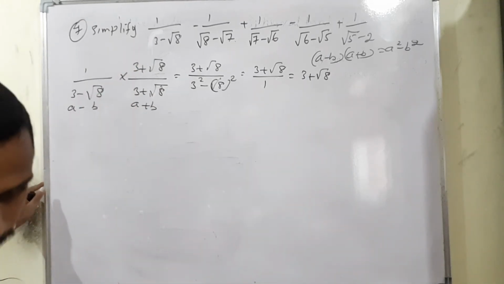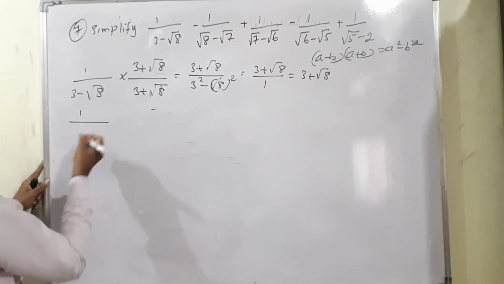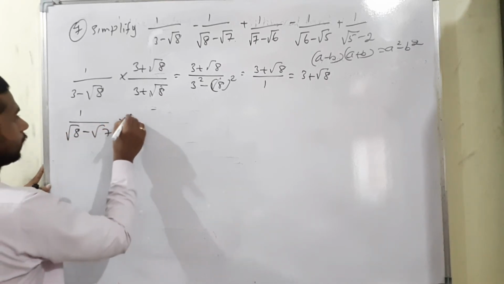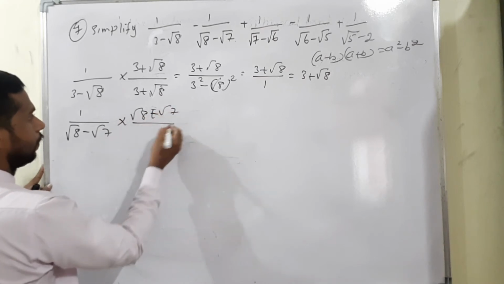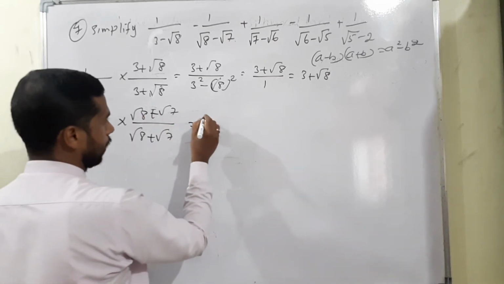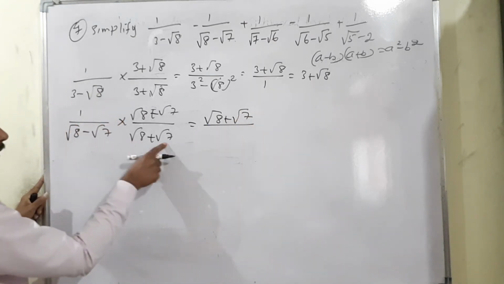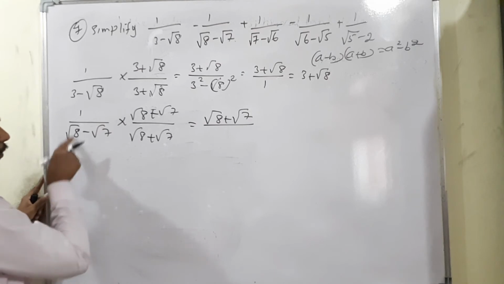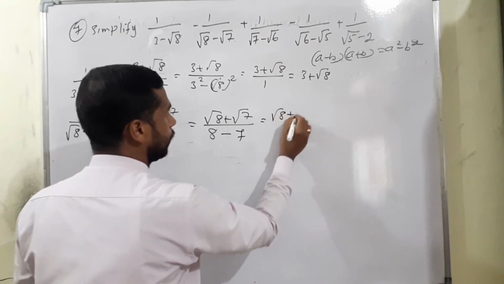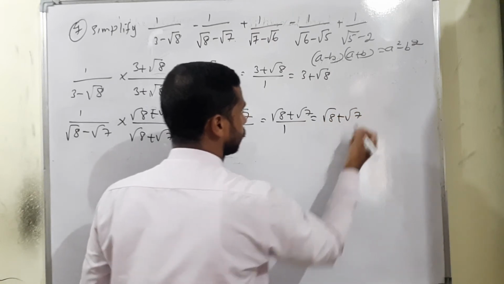So the answer will be 3 plus root 8, the first one. Second case, 1 by square root of 8 minus square root of 7. Again rationalize: square root of 8 plus square root of 7 divided by square root of 8 plus square root of 7. Again a plus b into a minus b form, a square minus b square. Root 8 the whole square means 8, minus root 7 the whole square means 7. Therefore, root 8 plus root 7 divided by 8 minus 7 is equal to 1. Final answer, root 8 plus root 7.